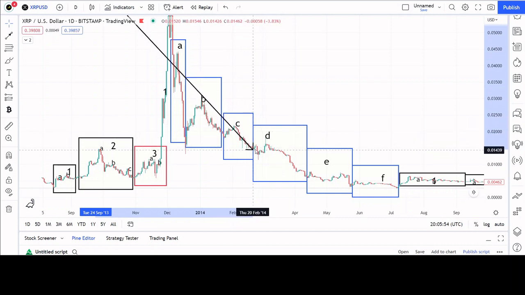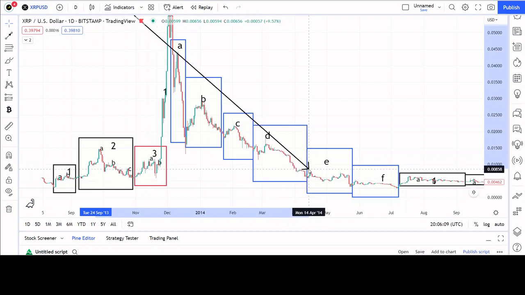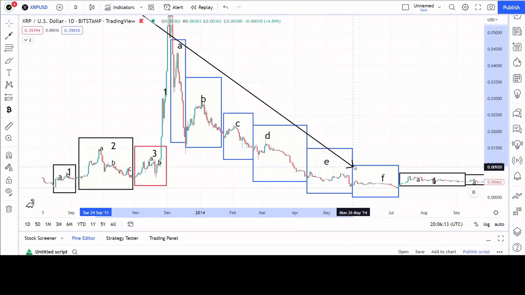In D, it moves back up, not very much, then drops, goes sideways, moves back up again, and in so doing, it creates this bowl-type structure right here before finally declining into E. Once it hits the E fractal, it moves back up, and it does another bowl-type structure before declining into F.